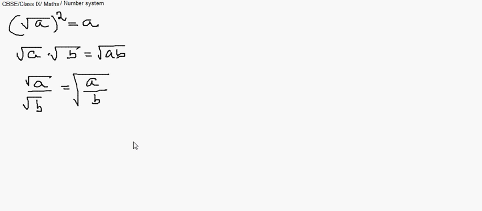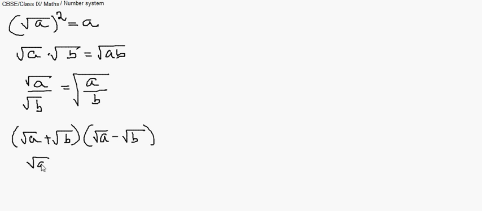Then it is root a plus root b multiplied by root a minus root b. Now this is (a plus b)(a minus b), that makes it like a square minus b square, and that makes it a minus b. So root a plus root b multiplied by root a minus root b would give us a minus b.